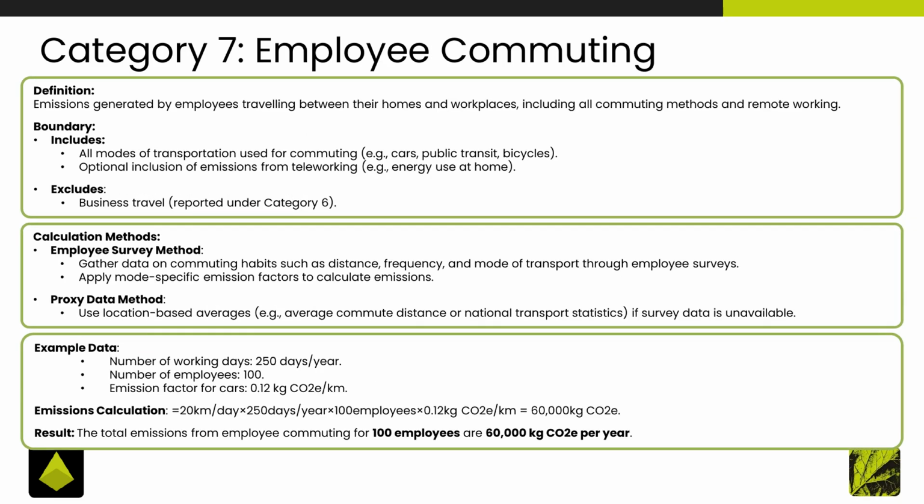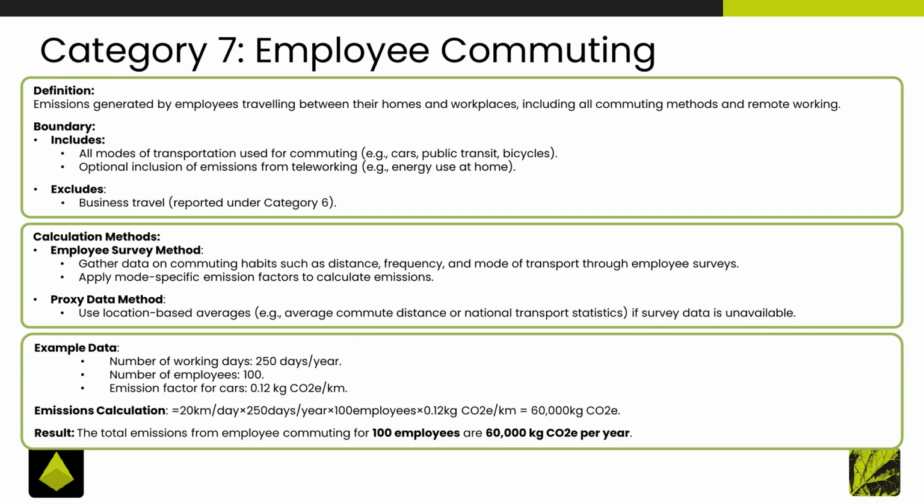Category 7 focuses on employee commuting. This involves emissions from employees traveling between home and work using various modes of transport. The boundary covers all transport methods used, including cars and public transit. Calculating these emissions can involve surveying employees to gather data on distance, frequency, and transport type. Alternatively, location-based averages can be used if surveys aren't available. For instance, in a company with 100 employees commuting 20 kilometers daily over 250 days, with an emission factor of 0.12 kilograms of CO2 per kilometer, emissions total 60,000 kilograms of CO2 per year.